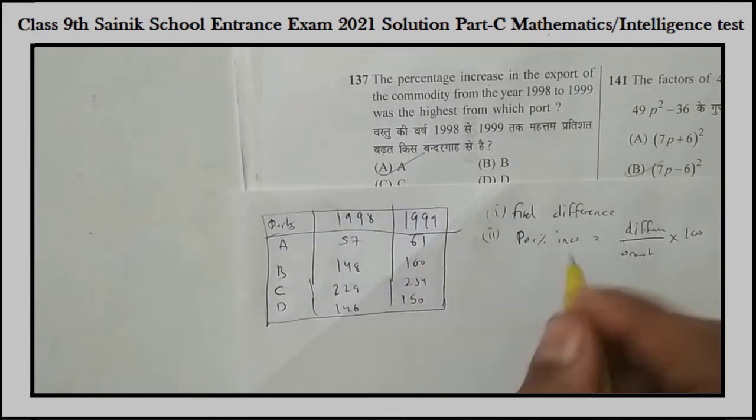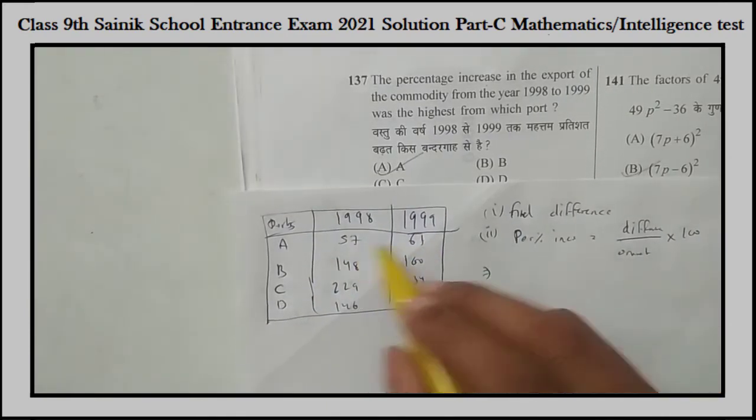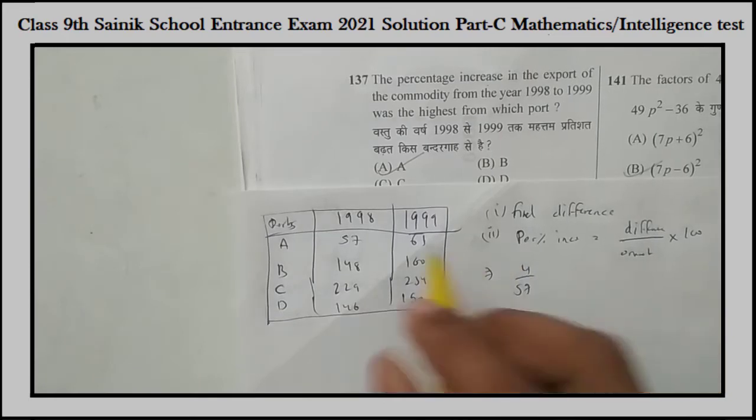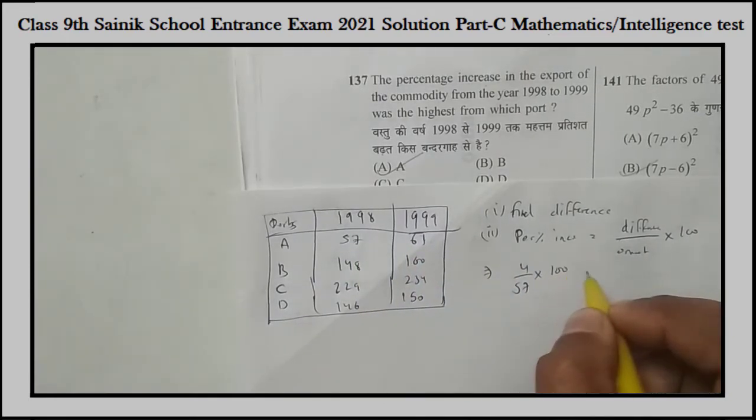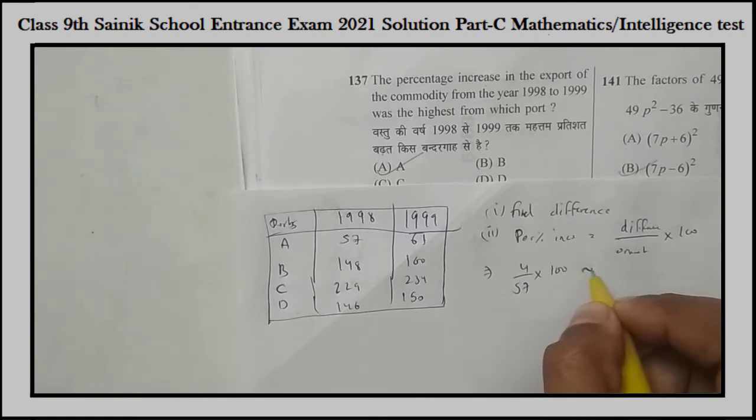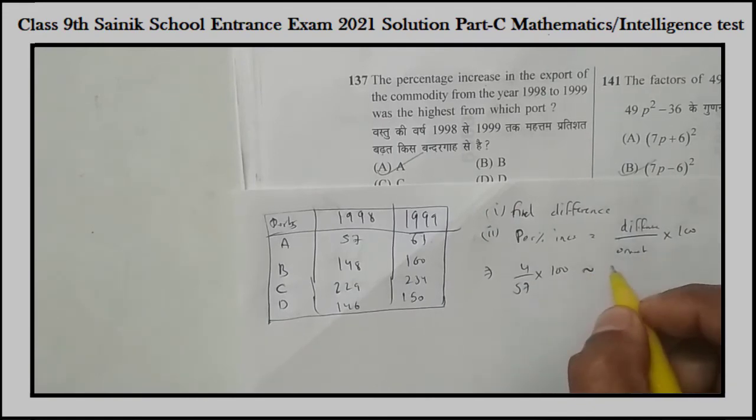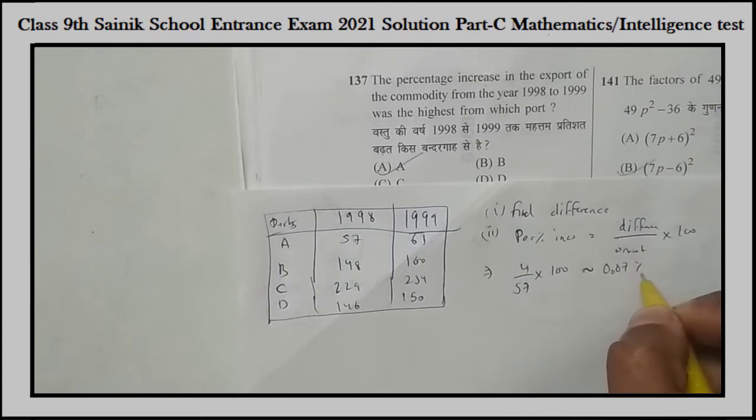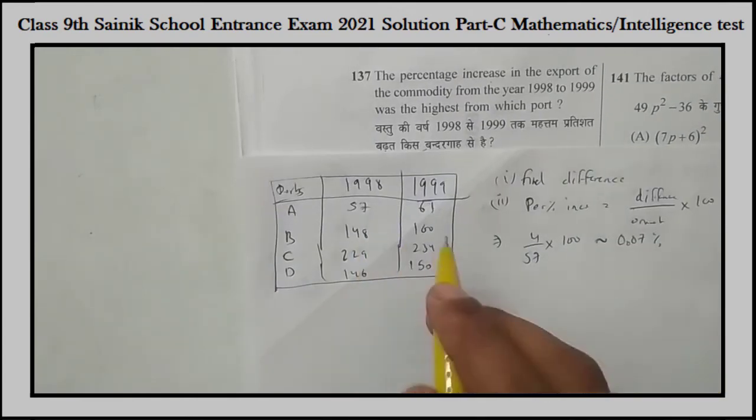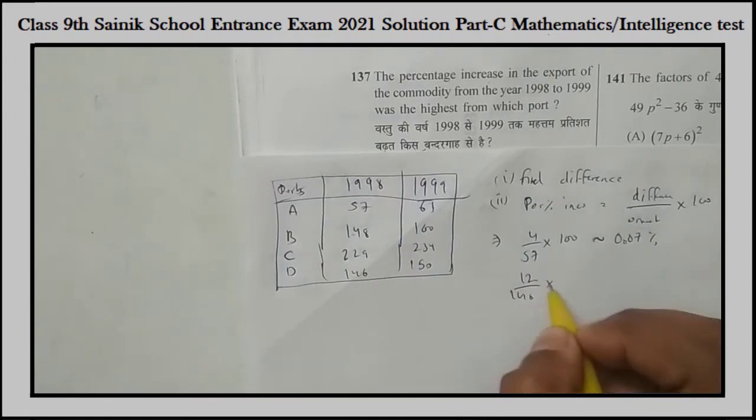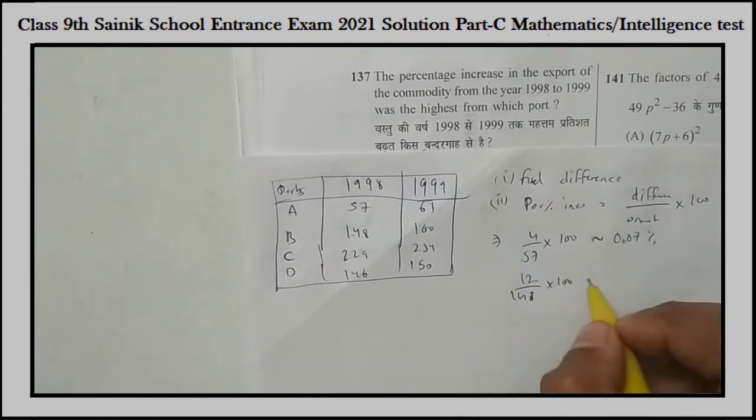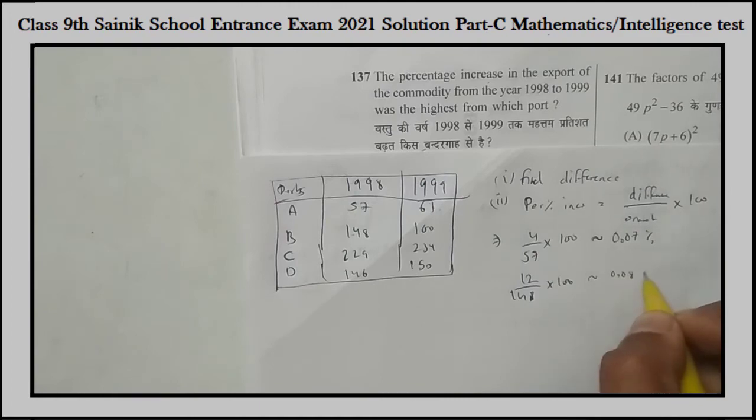So in the first case, the percentage increase will be 4 divided by 57. The difference is 4, 61 minus 57, and multiply by 100, which is nearly equal to 0.07%. Okay. In the second case, the difference is 12, the original value is 148, and multiply by 100. What will we get? We will get nearly 0.08%.